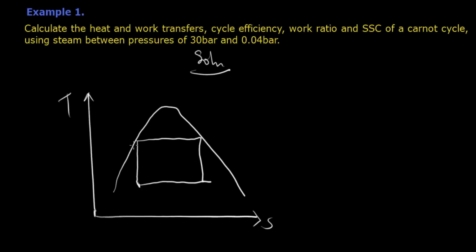So we have 1, 2, 3, and 4. Okay, they said the pressures are 30 bar and 0.04 bar. Now you pick your steam table.